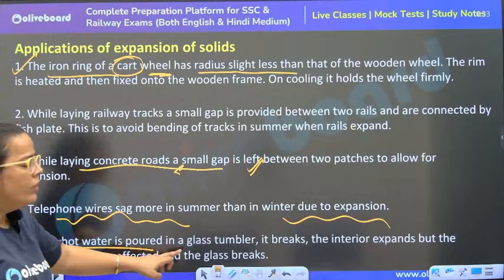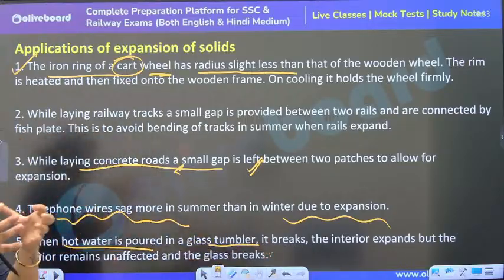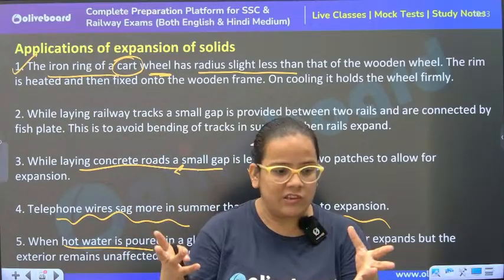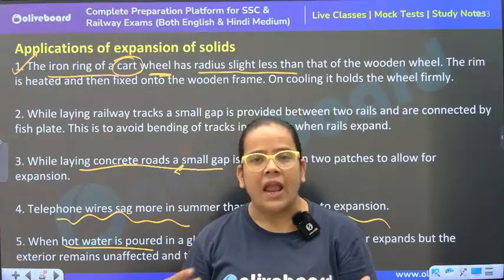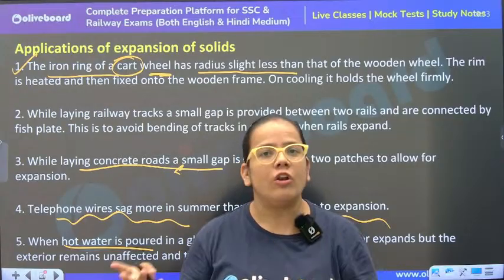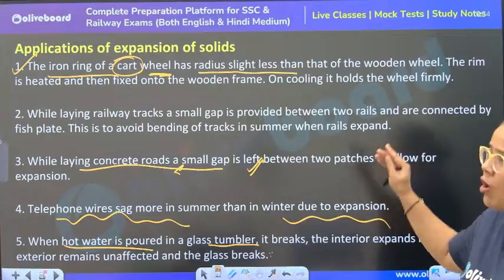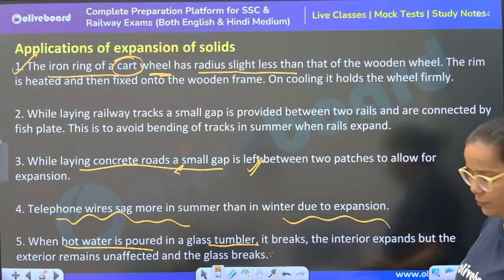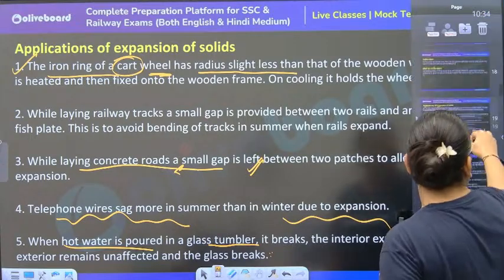When hot water is poured in a glass tumbler, it breaks because the internal part where the water is kept expands, while the exterior remains the same, and due to this difference it breaks. So these are the simple applications of expansion, especially expansion in solids. They will ask you a question like this.